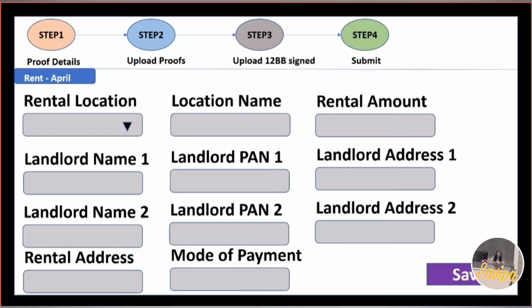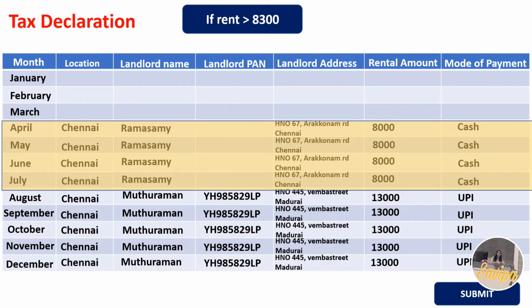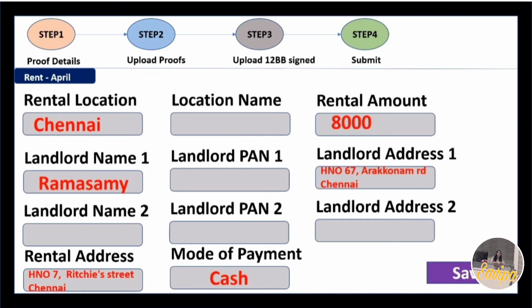If you remember our tax declaration time, April to July, it is 8,000. I remember those details and I fill the same here: my rental location is Chennai and my rental amount is 8,000. My landlord name is Ramaswamy, and my landlord address is house number 67 Arakonam Road, Chennai. My mode of payment is cash, and I enter my rental address, where I stayed. I'm saving it for April. Similarly, you have to do it till July.